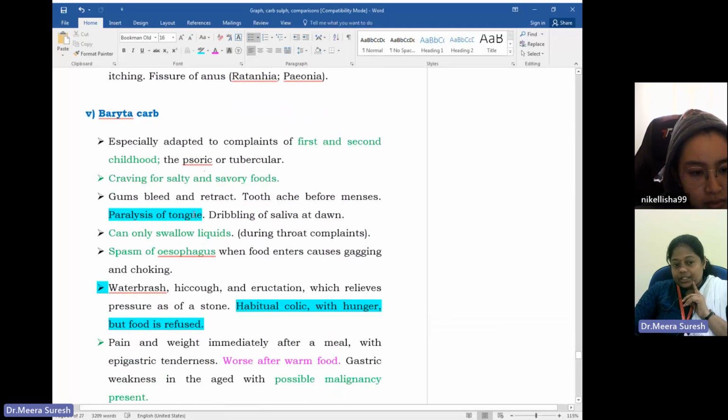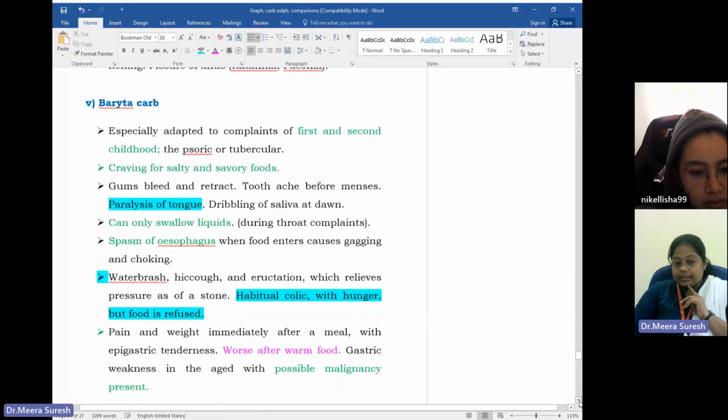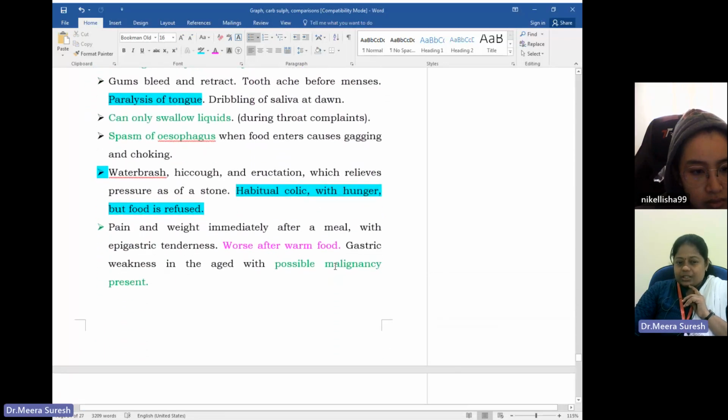Another one, this paralysis of tongue. You cannot say paralysis, but still they have that spasm of esophagus, and when food enters, it causes gagging and choking. So that's a feature that Baryta carb is indicated in. Mostly it is the malignant condition that is present, and if the constitution is matching, then we can go. But the characteristic symptoms will be paralysis of tongue, spasm of esophagus, or reflex esophagitis.